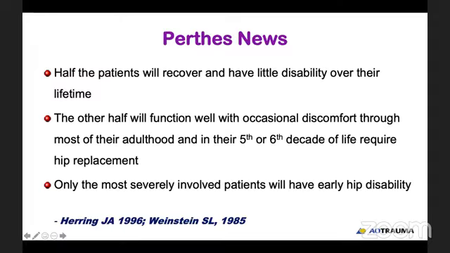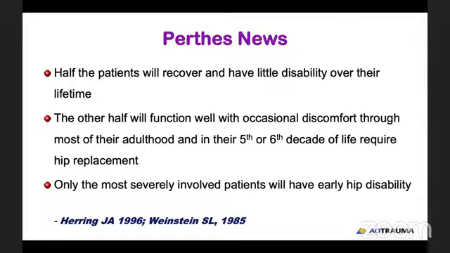I think the first thing to understand about Perthes disease is that it's not a very morbid condition. We must understand that it's a condition which affects children during the growing years of their life. Most of these, in these children, most of this hip condition will resolve by itself. We know from literature that half of these patients will recover and have little disability throughout their lifetime. Even the other half, even if you do nothing for them, will function quite well.